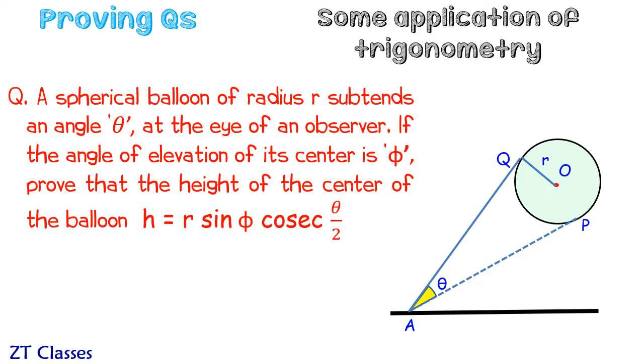If the angle of elevation to its center is phi, so here O is the center, and if I join the line from A to O, this is the angle of elevation, which is given as phi. Prove that the height of the center, O, from the ground, which is represented by line OB, and let's take this as h, is r times sine phi times cosec theta by 2.